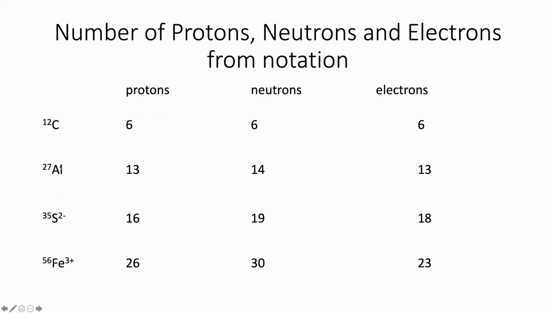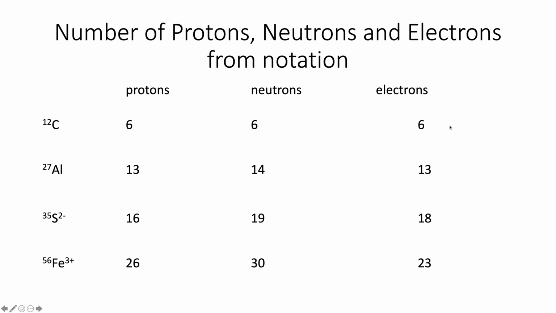Aluminum, 27 protons and neutrons. 13 are protons. That means 14 must be neutrons. So these two add up to that number. Sulfur has 35 protons and neutrons. 16 of them are protons from the periodic table, so 19 must be neutrons. 16 plus 19 is 35. And here, 26 plus 30 is 56. Very important to do the protons first.